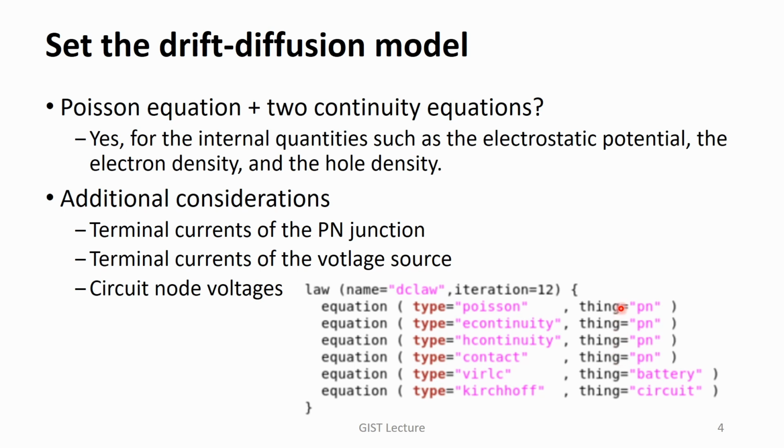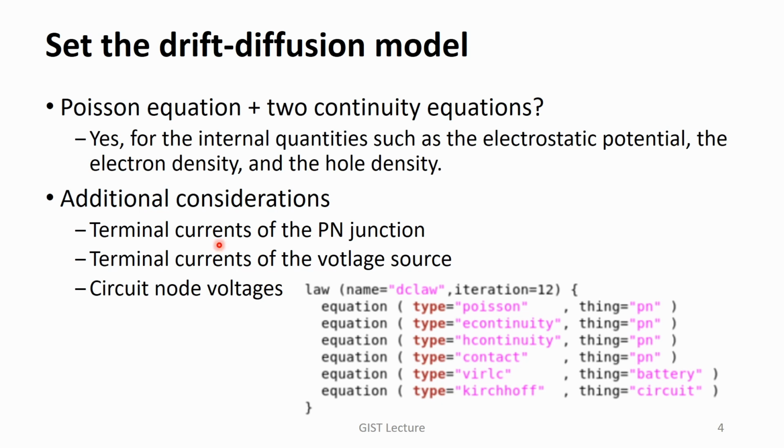Now, let's define the drift-diffusion model. In addition to the Poisson equation, two continuity equations should be added. After adding these two equations, internal quantities such as the electrostatic potential and the carrier densities are considered in the simulation. However, we need more.